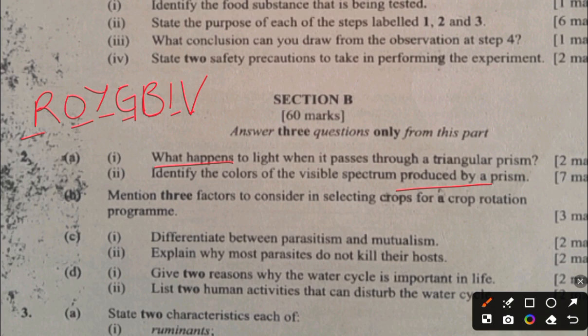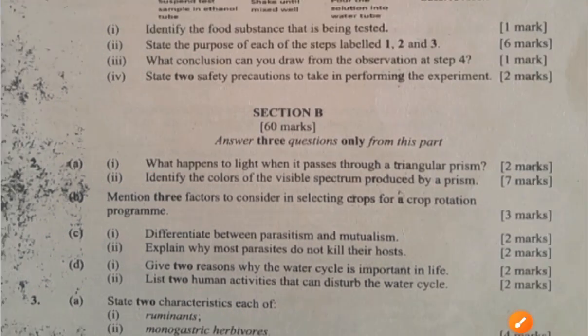Then the next question says, mango is a perennial crop and it cannot be used in the crop rotation cycle because, you know, its season does not end. You keep harvesting year after year, and when you harvest, you just have to wait for it to get into its season. Then you harvest again.